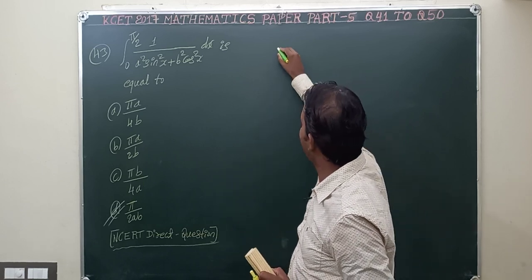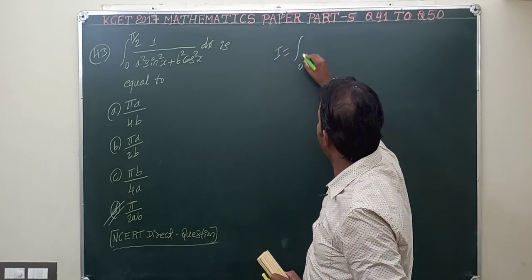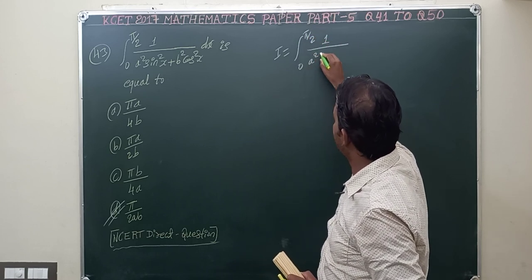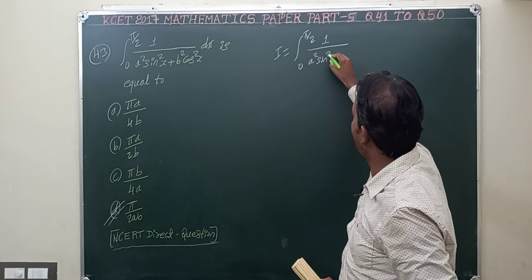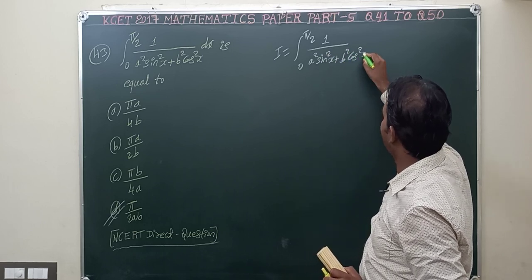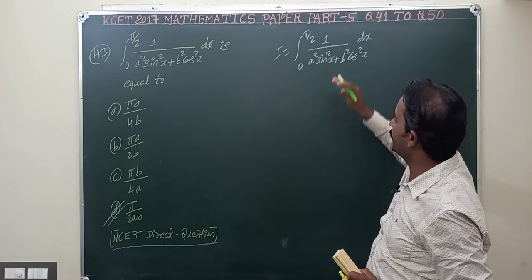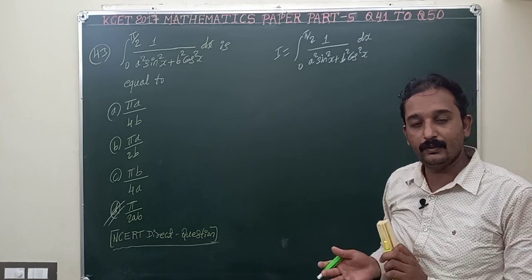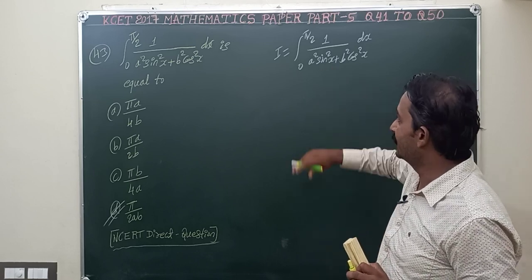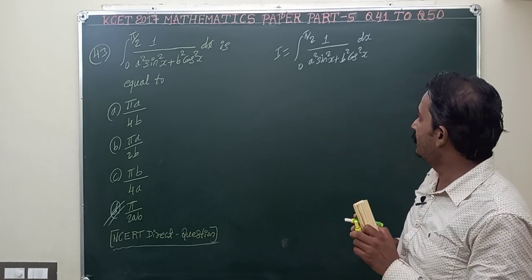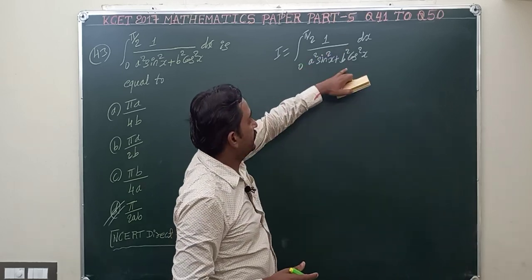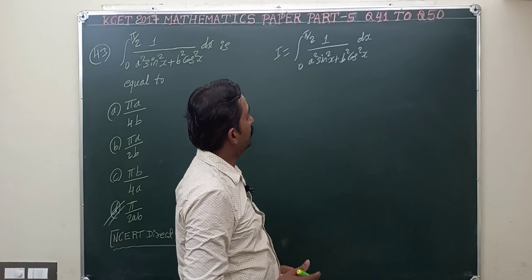Let us take first I is equal to the integral from 0 to pi by 2 of 1 divided by a square sine square x plus b square cos square x with respect to x. It is an unknown integrand. Convert this first into a known integrand and then find the integration of this integrand. So here, to convert it into a known integrand, divide both numerator and denominator by b square cos square x.